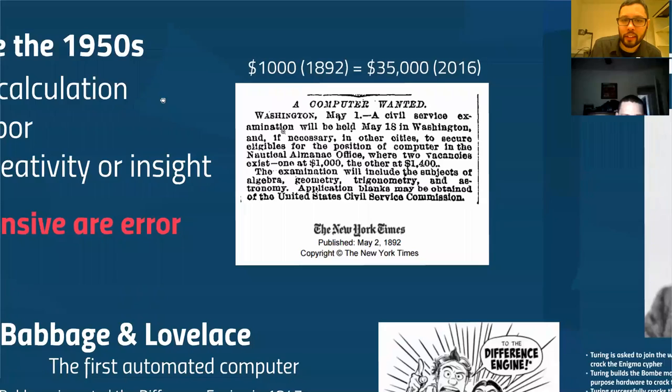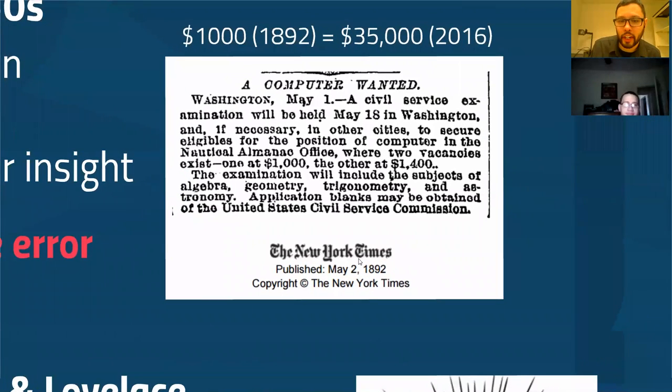So here is a want ad from the New York Times, dated May 2nd, 1892, over 100 years ago, for a computer wanted. In 1892 a computer wanted, and this computer gets paid a $1,000 salary a year. And the requirement is that you know subjects like algebra, geometry, trigonometry, astronomy. This is high school mathematics.